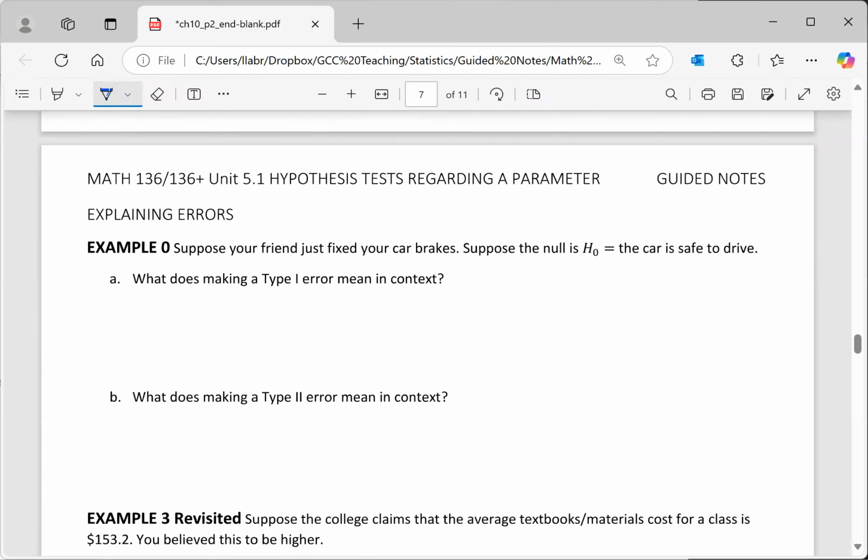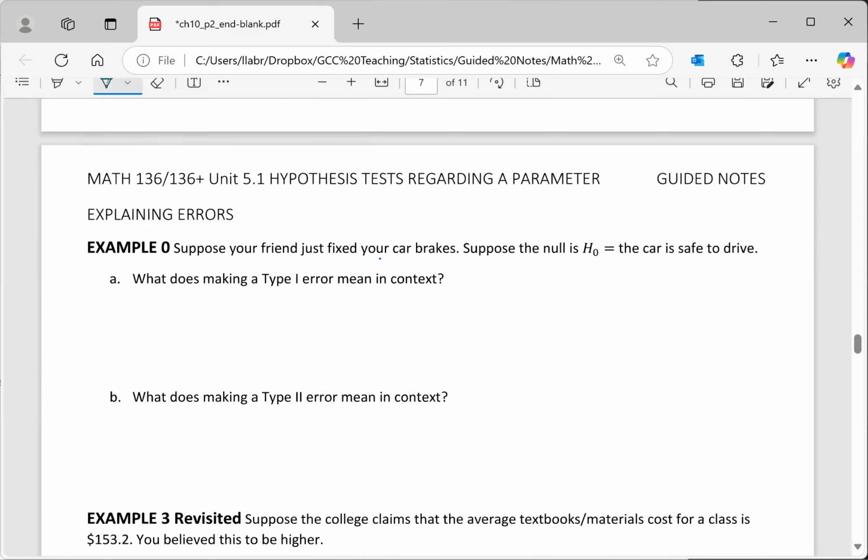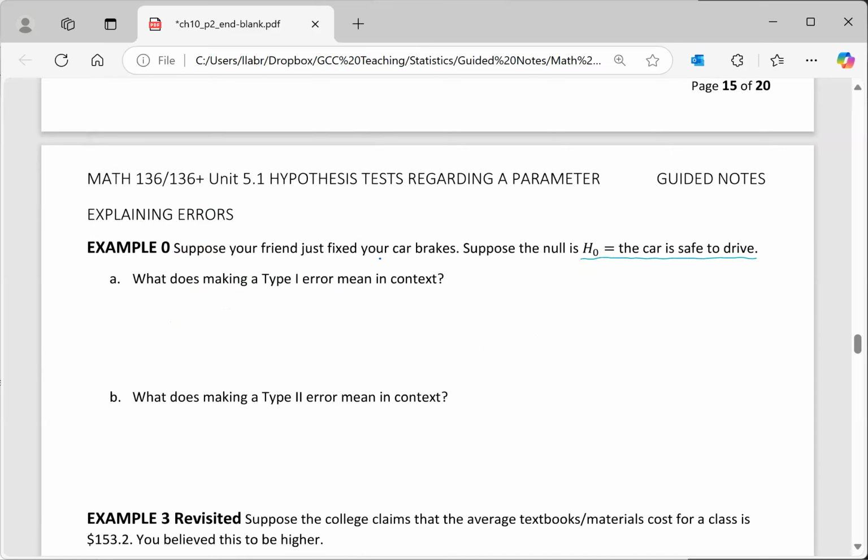Suppose that your friend just fixed your car brakes. So car brakes are pretty important, right? They stop your car. So the claim is your friend fixed the car brakes. Therefore, we're going to say that the null hypothesis, H0, is that the car is going to be safe to drive. You can see what the alternative is very quickly. Hopefully your friend knows how to fix the brakes. Then that would make the car safe to drive. Otherwise, the car is not safe to drive.